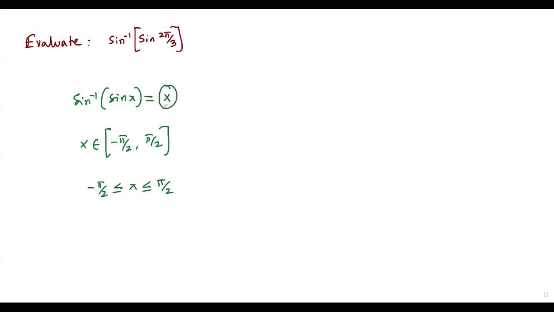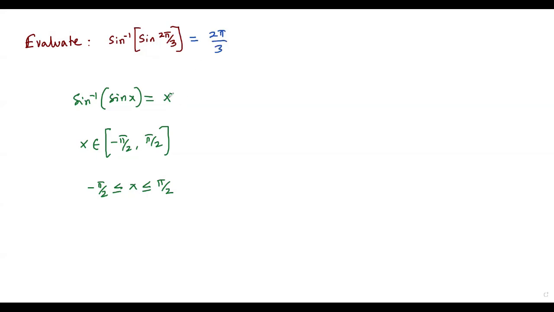So the evaluation we get on the right side has to be in this interval. x can take any value from negative pi over 2 to positive pi over 2. Now, when I look at the expression in our problem, sine inverse of sine, it is exactly in this form. In the place of x, we have 2 pi over 3. So immediately we will think of writing the answer as 2 pi over 3. Is it correct? For that we have to check it.